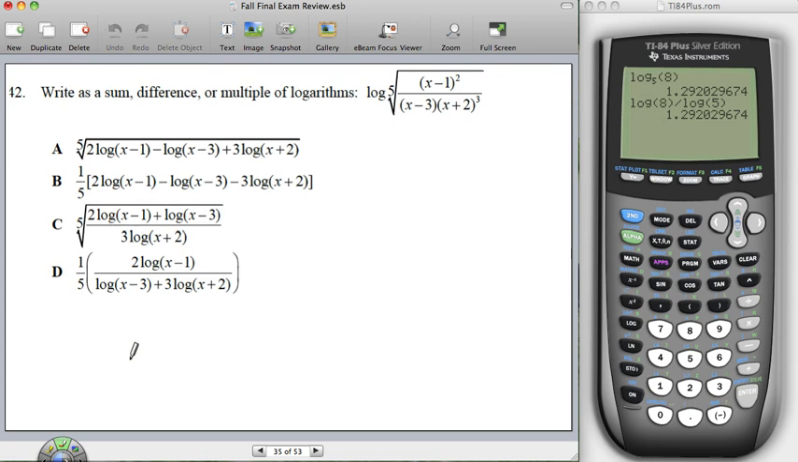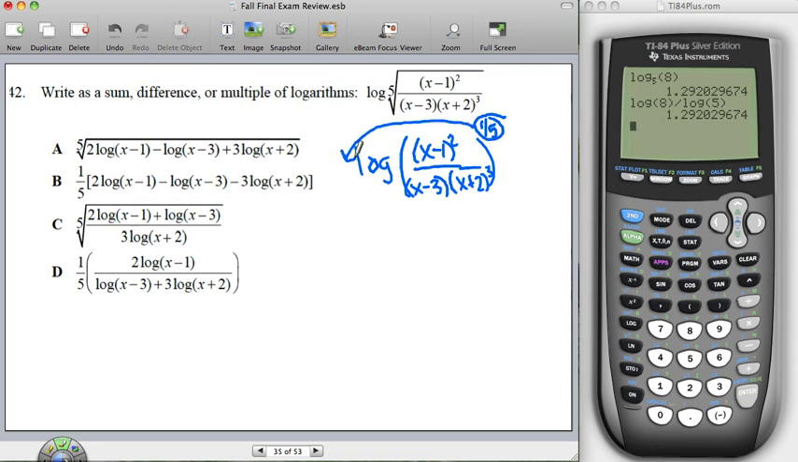42, write as a sum, difference, or multiple of logs. So all of this is being taken with the fifth root. So I can write this as log of x minus 1 squared over x minus 3 x plus 2 cubed, all being raised to the 1/5. So I can take that 1/5 and bring it to the front. So I'm going to have a 1/5 in front of my solution, which means I can eliminate A and I can eliminate C. Now inside I just have to expand.